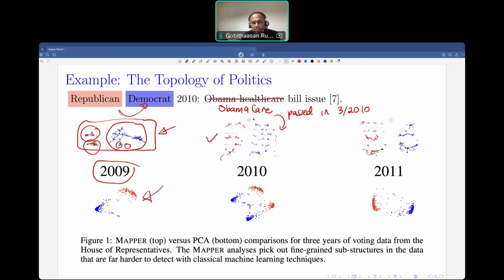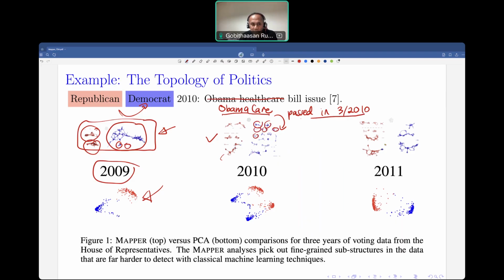Whereas Obamacare, when Obama was in charge, he was the president, he proposed something called Obamacare, which really needs a lot of money, right? Then once that was introduced in March 2010, when he introduced that, you see how broken they are. There are many groups, subgroups, right? Which is not good for a party, right?